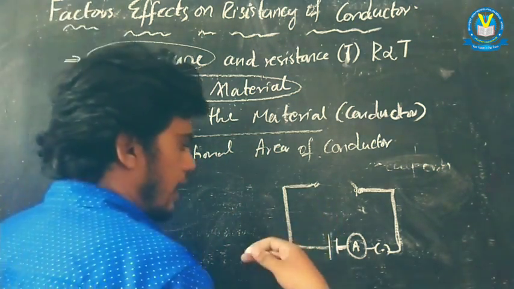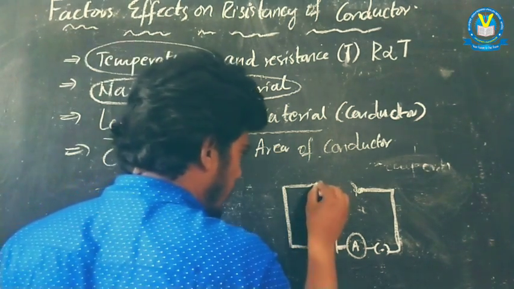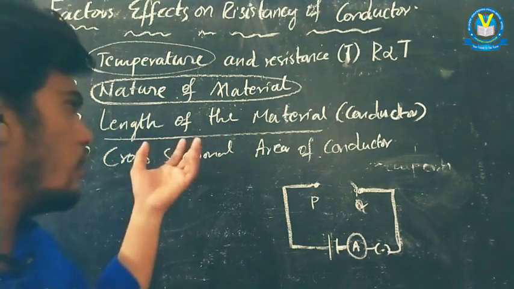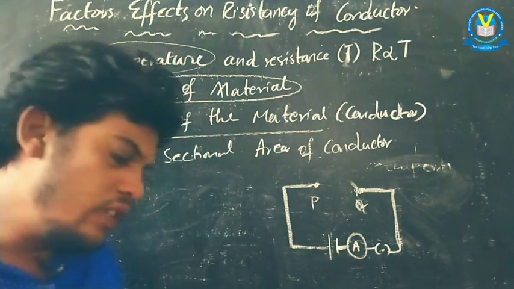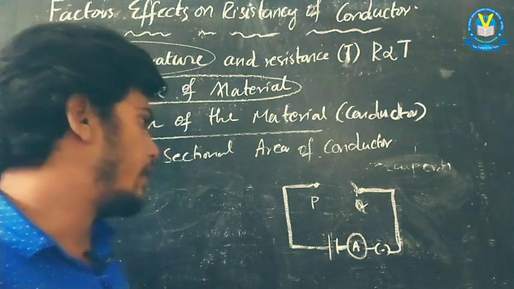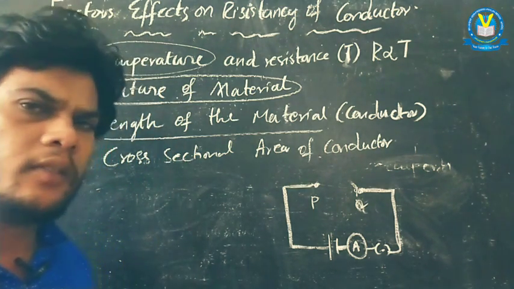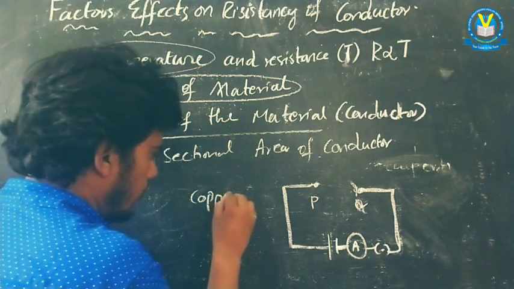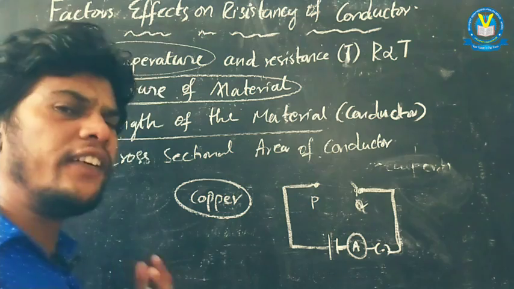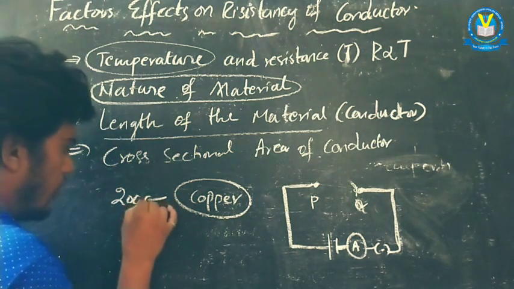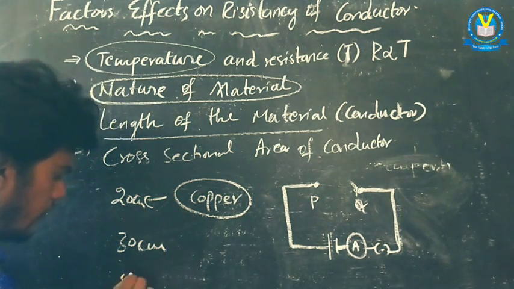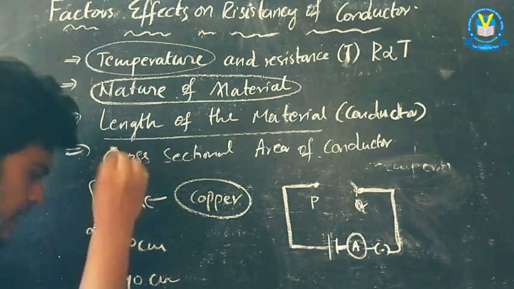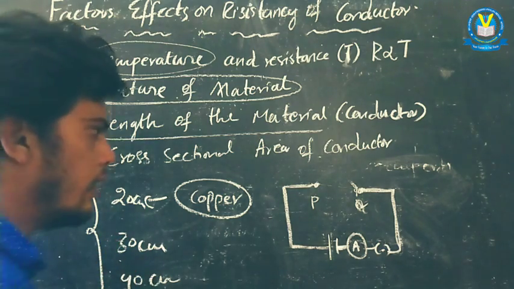Look here, I am taking the same circuit again to perform an activity to prove that the length of the conductor also influences the resistance. Now take the same kind of wire, the same copper wire. So the nature is the same, copper wire, but with different lengths: 20 centimeters, 30 centimeters, 40 centimeters, and 50 centimeters. Now place these different length conductors one by one between this space.